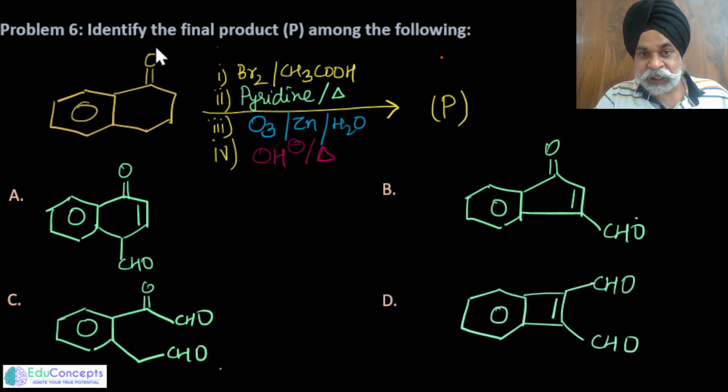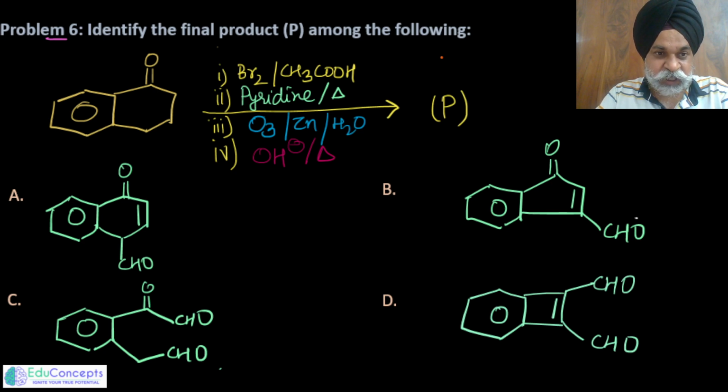Okay, so the next one, it is quite draining. We happen to reach the 6th question. Identify the final product among the following. This again seems like a very important question. You are being given a ketone which is first treated with bromine in the presence of acetic acid, followed by pyridine, ozonolysis, and then OH negative and heating. So in one question, everything in regard to aldehydes and ketones is being checked. So let us do this question.